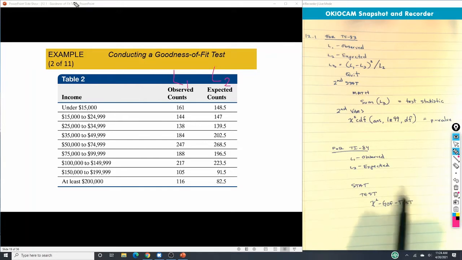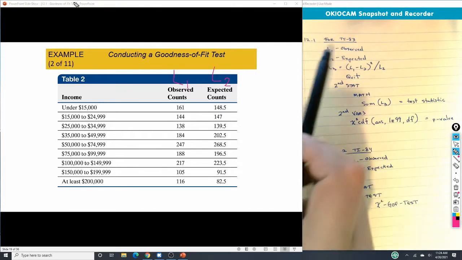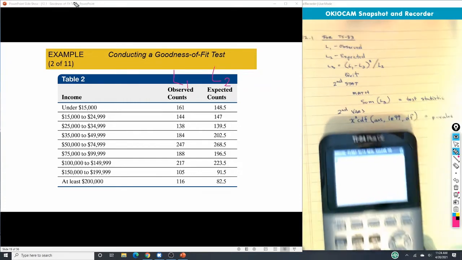If you don't have this, then you're going to have to do what we do up at the top, okay? Now, for everybody, L1 is observed, L2 is expected, okay? So let's go ahead and go through those pieces here. Now, I'm going to do the 83 version first, and then I'll go to the 84 version on those pieces and show you how we work through them, okay?